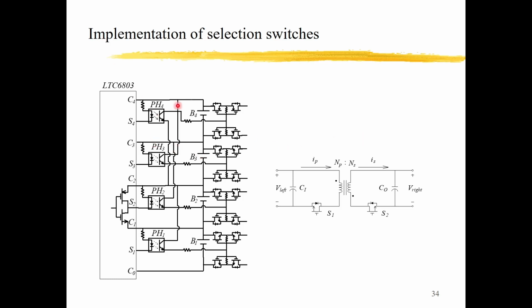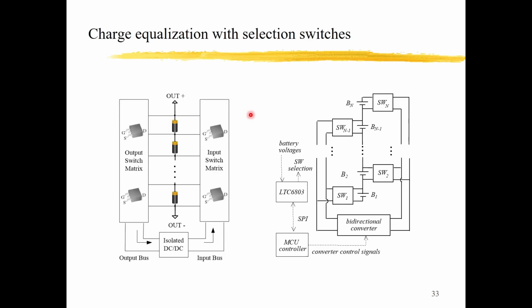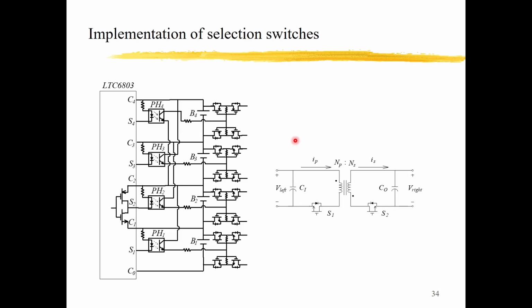And this is an implementation of the selection switches. Actually, it takes a lot of switches because, you know, this is bidirectional, so the switch direction is also bidirectional. So for the bidirectional switches, it takes two switches at the terminal here. Okay, so this is the implementation.